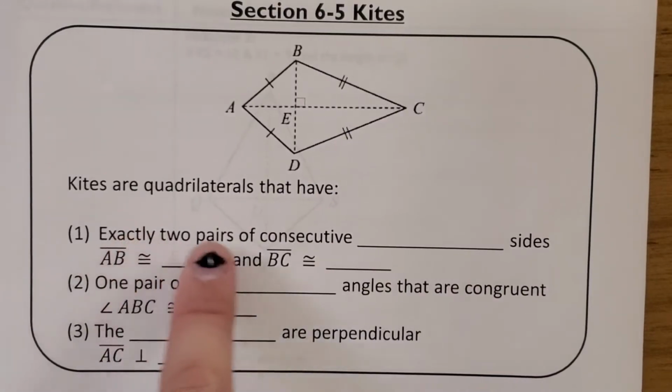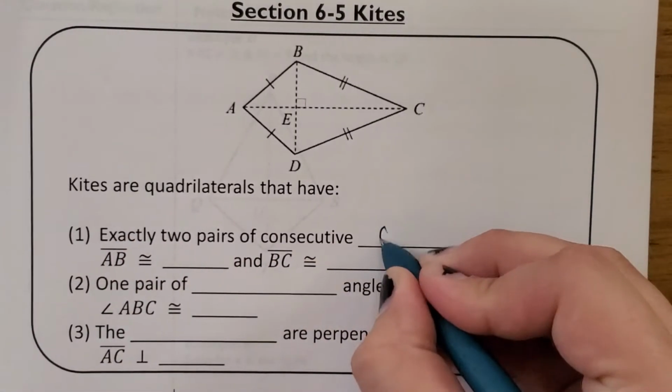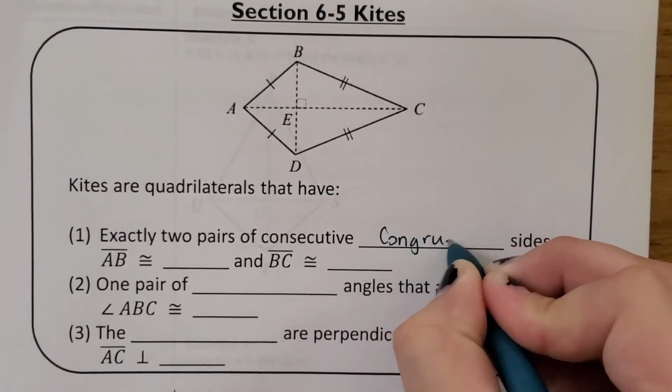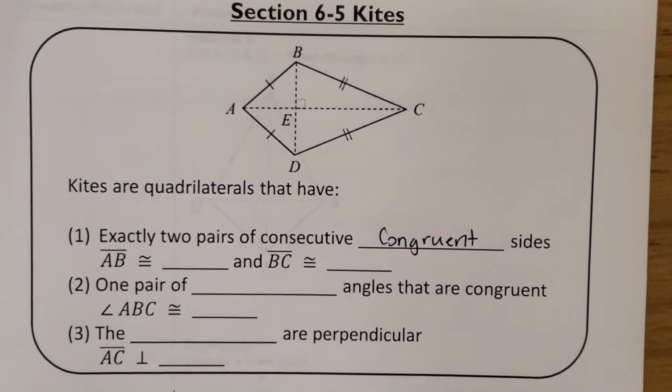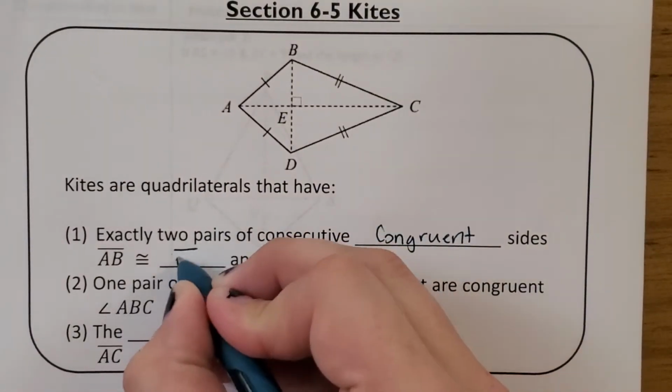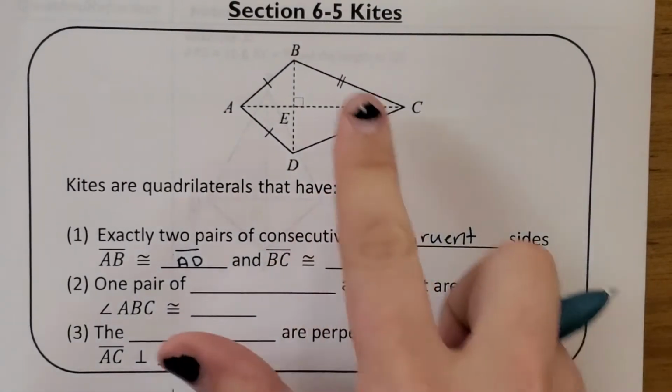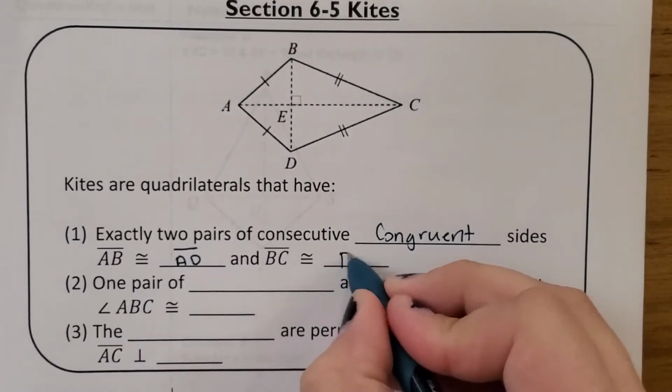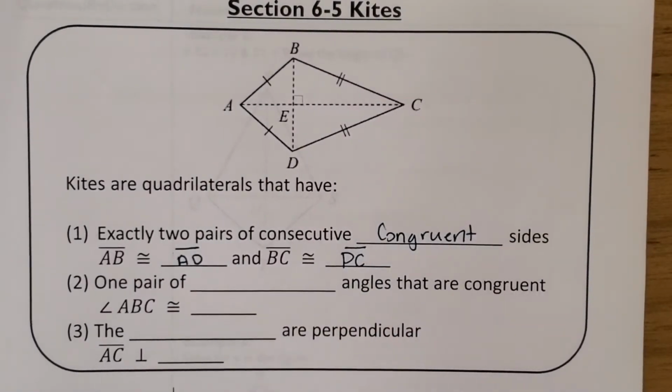So what we're going to say is exactly two pairs of consecutive congruent sides are there. That's what they have to have. Meaning that AB is going to be congruent to AD, and BC is going to be congruent to DC, like we just said out loud.